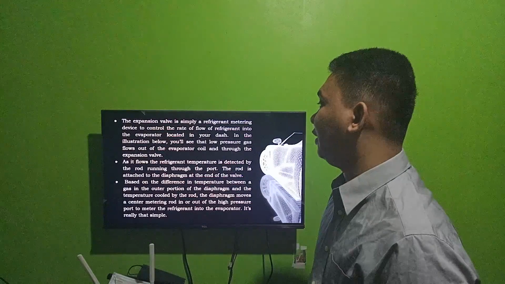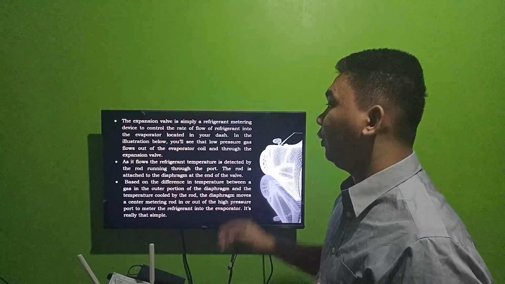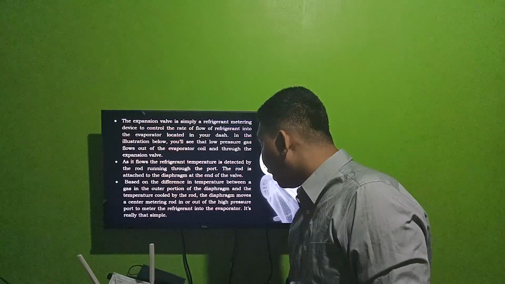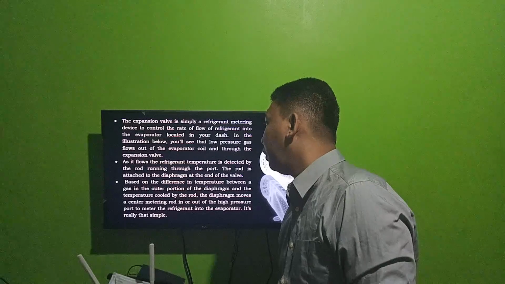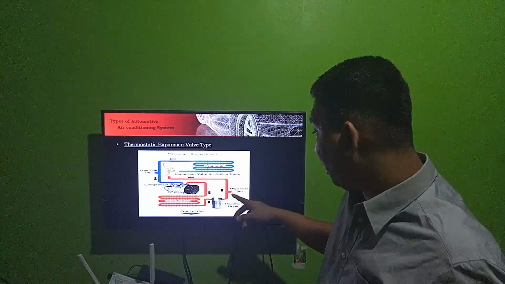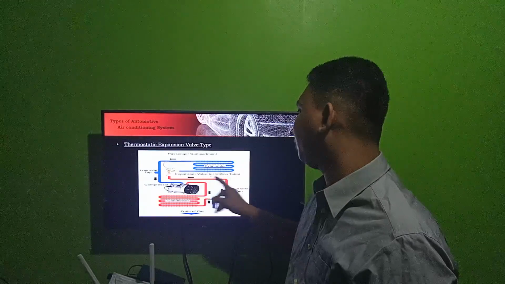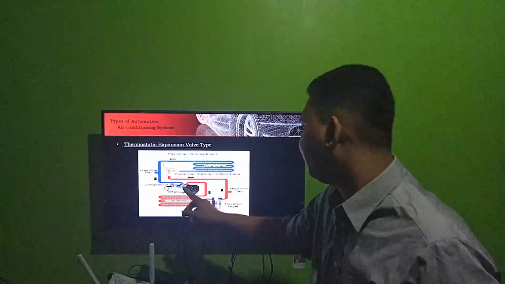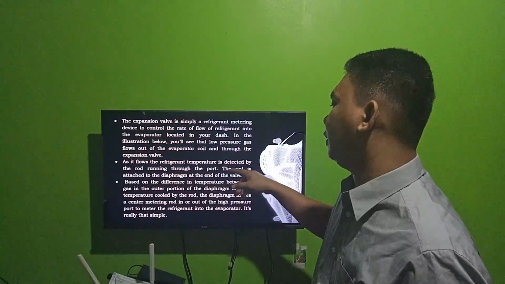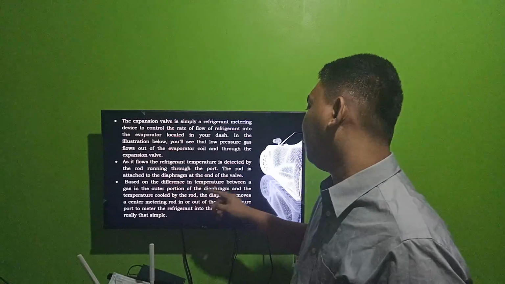The expansion valve is simply a refrigerant metering device to control the rate of flow of refrigerant into the evaporator. Located in your dash, in the illustration below, you'll see that low pressure gas flows out of the evaporator going through the expansion valve. Low pressure gas, expansion valve, lumalabas doon, low side, top side, ito, high. Okay? As it flows, the refrigerant temperature is detected by the rod running through the port. The rod is attached to the diaphragm at the end of the valve.